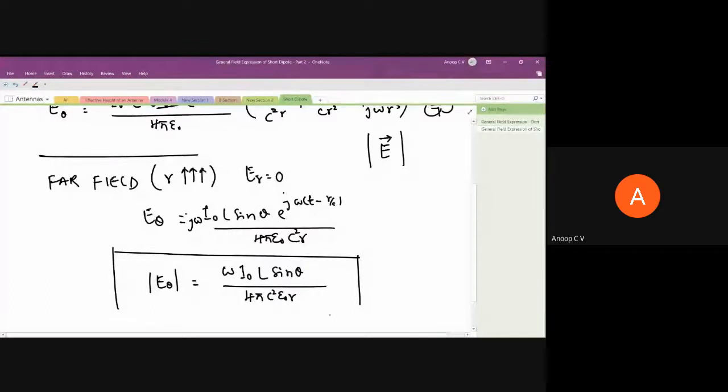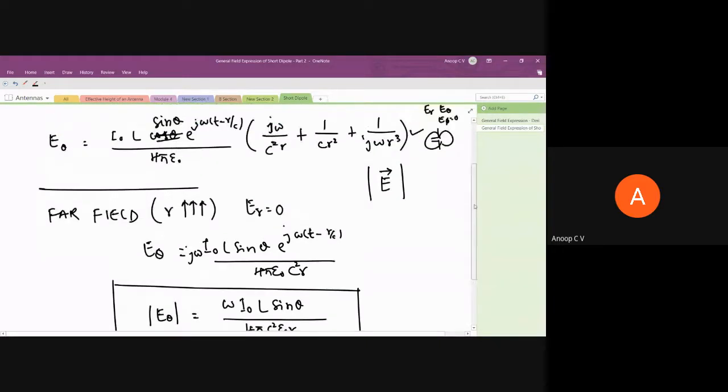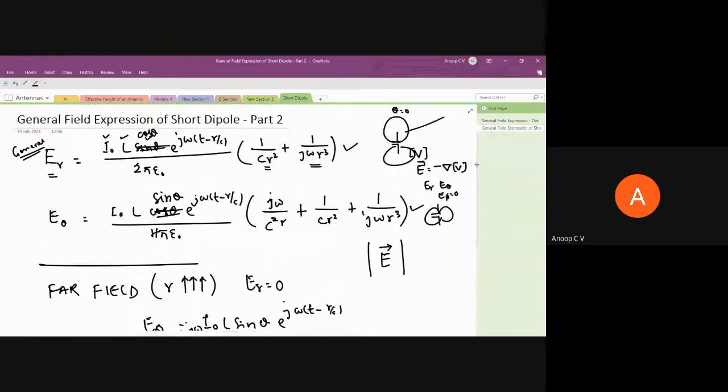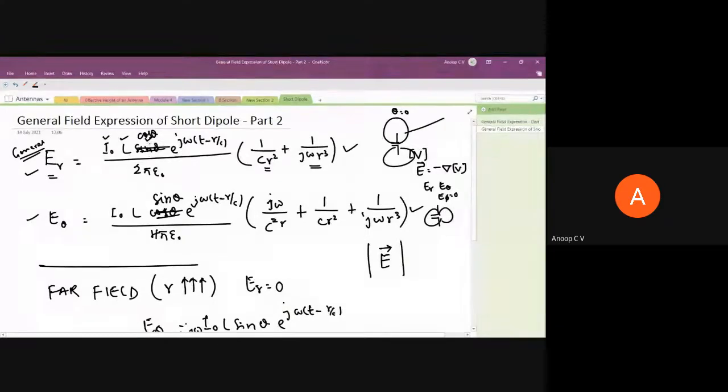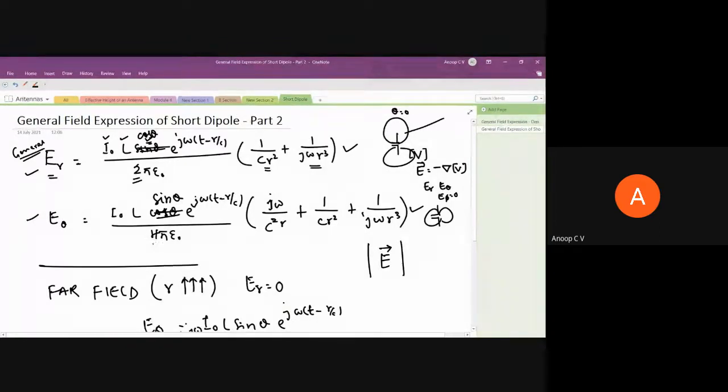This is what we saw yesterday. We found the electric field, that is, we derived the far field expression for electric field intensity. Then I told you how to remember these things, E_r and E_theta. In both we have I naught L. One has cos theta, one has sine theta, and in one place it is 2 pi epsilon naught, while in the other place it's exactly half for E_theta.